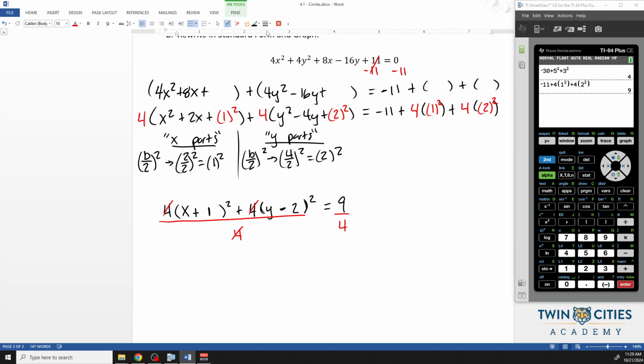So the standard form will be x plus 1 squared plus y minus 2 squared. This is equal to 9 over 4.